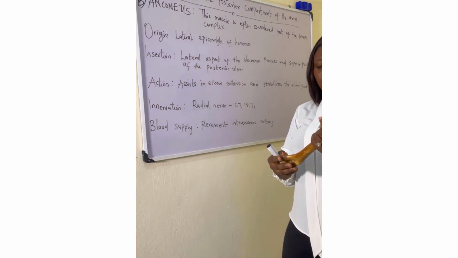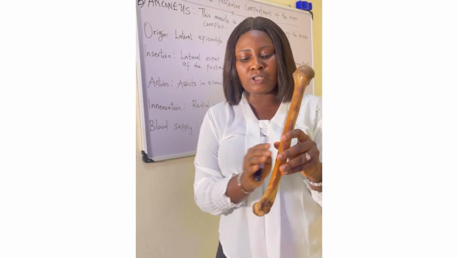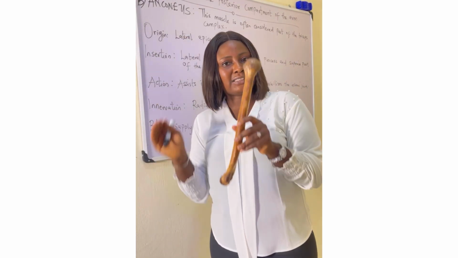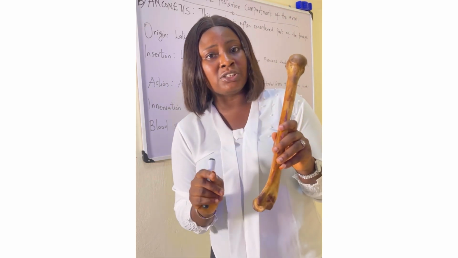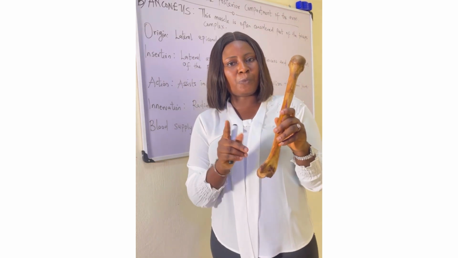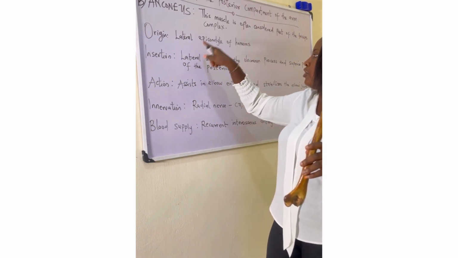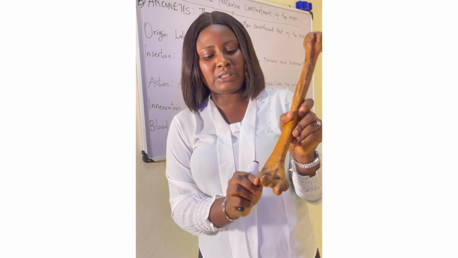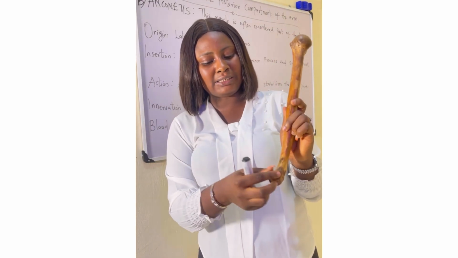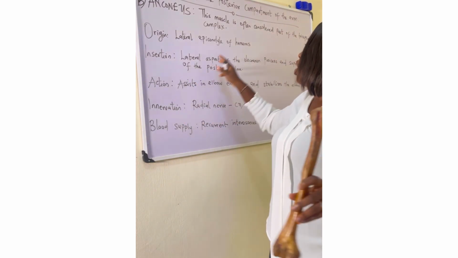Now the first one is the origin. The origin of this muscle is from the lateral epicondyle of the humerus. Remember when I talked about the lower end of the humerus, I talked about the articular and the non-articular surfaces. And the non-articular surface includes the what? The epicondyle and the supracondylar ridge. Now this particular muscle, the anconeus muscle, is originating from the lateral epicondyle. This is the lateral epicondyle, while this is the medial epicondyle. So it's originating from the lateral epicondyle of the humerus.